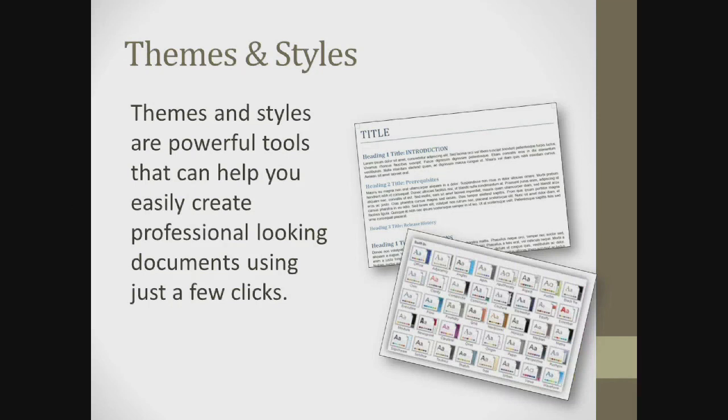What are themes and styles, you ask? A theme is a set of formatting choices that can be applied to the entire document. It includes theme colors and fonts and effects, whereas a style is a predefined combination of font style and color and size of the text that can be applied to selected text. Well, that kind of sounds like the same thing, so let's put it in action to see the difference.